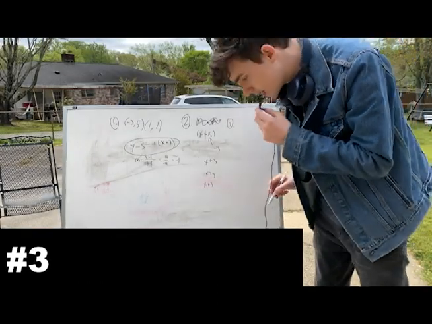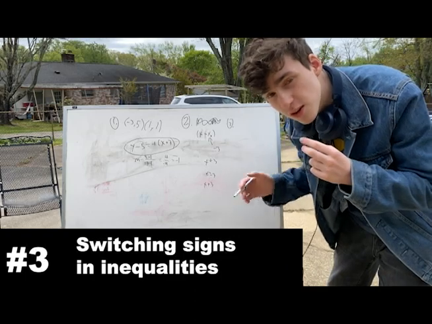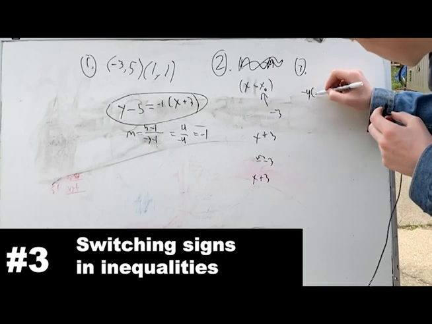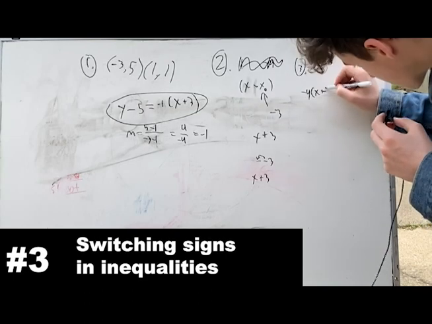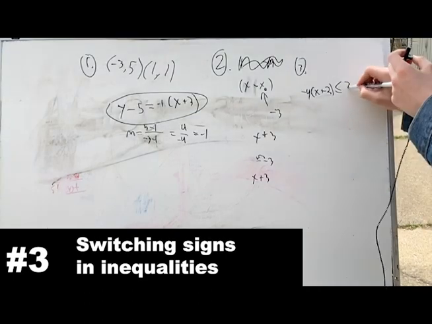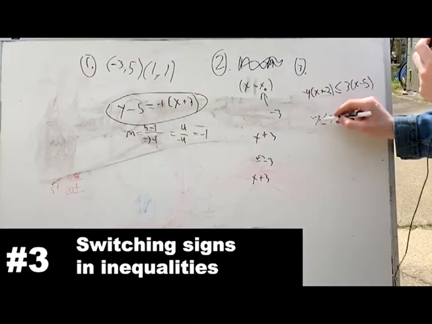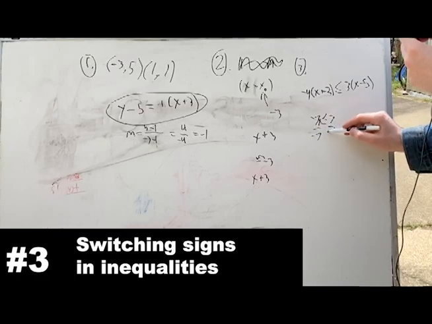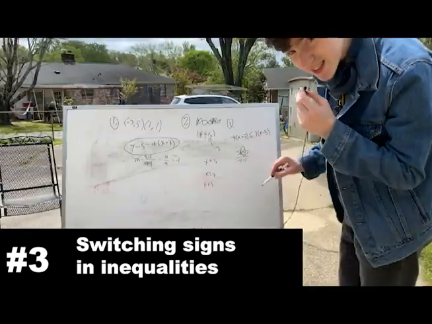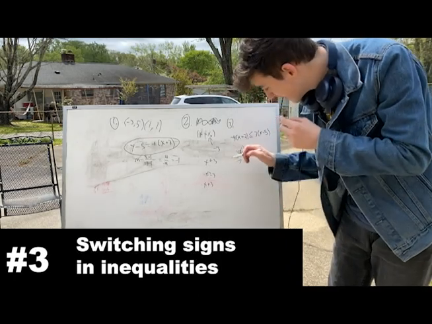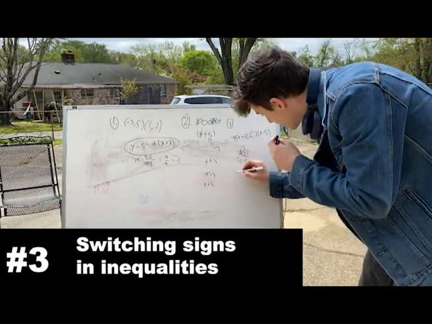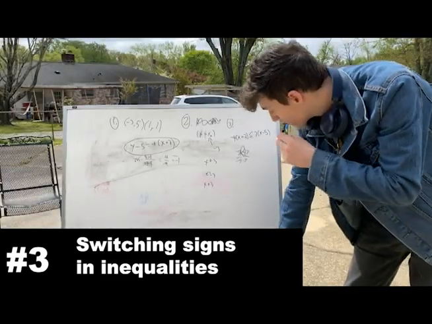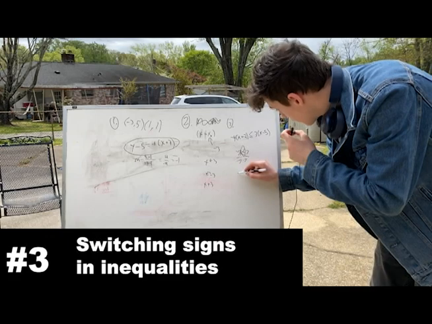Number 3, switching the signs around inequalities while dividing by negative numbers. So in this problem, -4 times x plus 2 is less than or equal to 3x minus 5. When you get down to -7x is less than or equal to 7, you divide by -7. But you see, you gotta circle this, because it changes. So the answer, when you divide by negative numbers, it actually switches, and the answer to this problem would be -1.